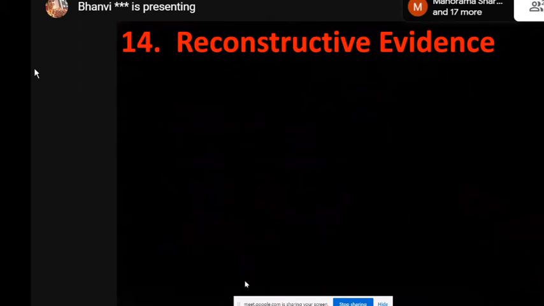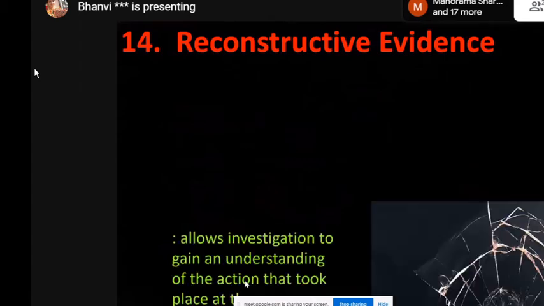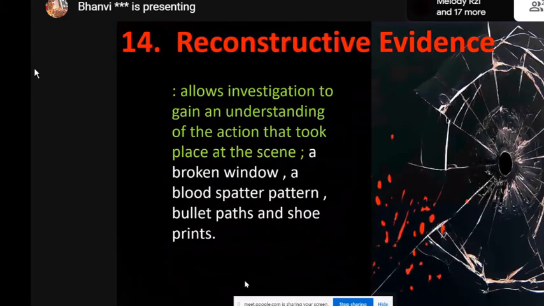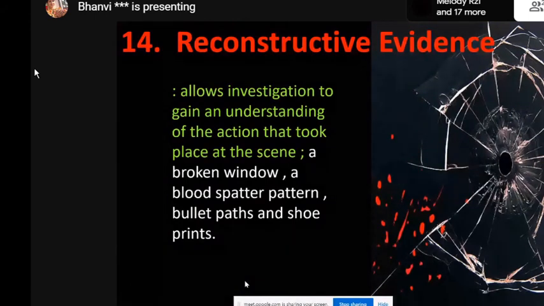Next is reconstructive evidence, which allows investigators to gain an understanding of the actions that took place at the scene. A broken window, a blood spatter pattern, bullet paths, and shoe prints are examples of reconstructive evidence.